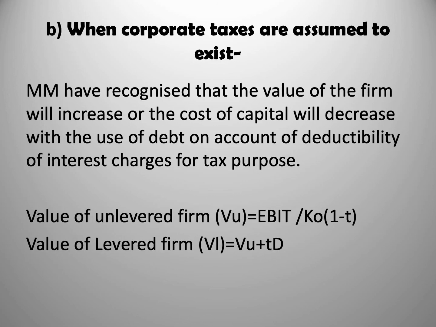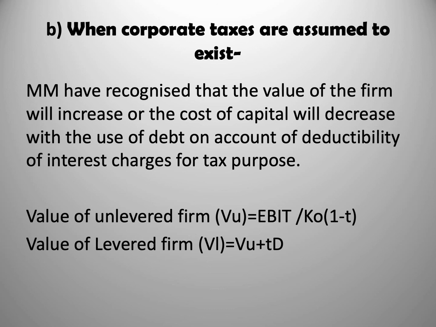And when we assume that corporate taxes do exist, then this theory will be similar to the net income approach. According to that approach also, the value of the firm will increase and the cost of capital will decrease as we use more and more debt in the capital structure. So it is also recognized that the value of the firm will increase or the cost of capital will decrease with the use of debt. It is so because the interest charges that we pay on debentures are allowed as deductions for tax purposes. So the value of the unlevered firm, that is VU, will be calculated as EBIT upon KO.